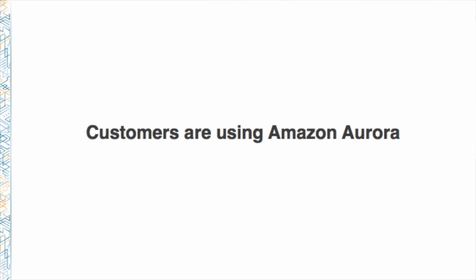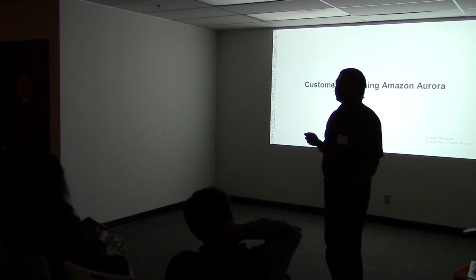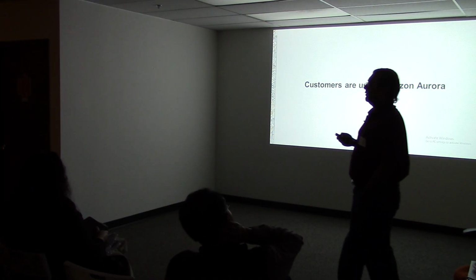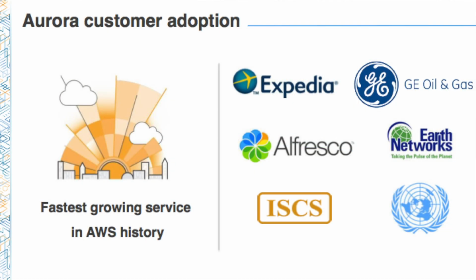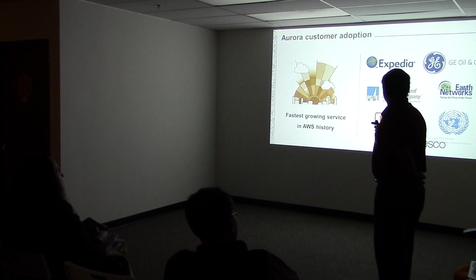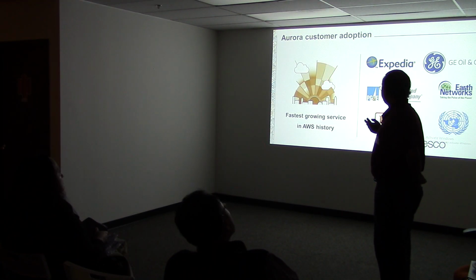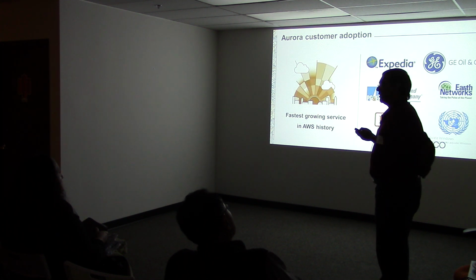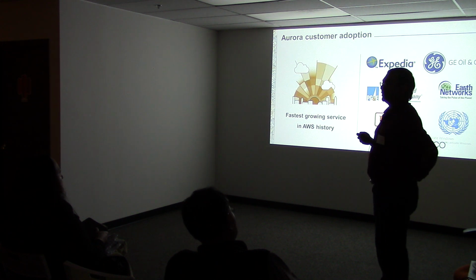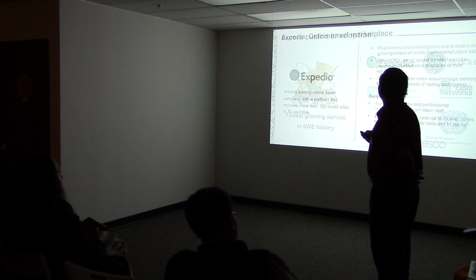So before I get into the details of the architecture, let me give you a couple of customers who are using this. These are some of the customers who have been using Aurora: Expedia, GE Oil and Gas, PG&E, Art Networks, ISCS, United Nations, Alfresco. And if you haven't heard it before, this was actually announced at re:Invent: this is the fastest growing service in the history of AWS, and hopefully it will stay there for some time until the next one comes.